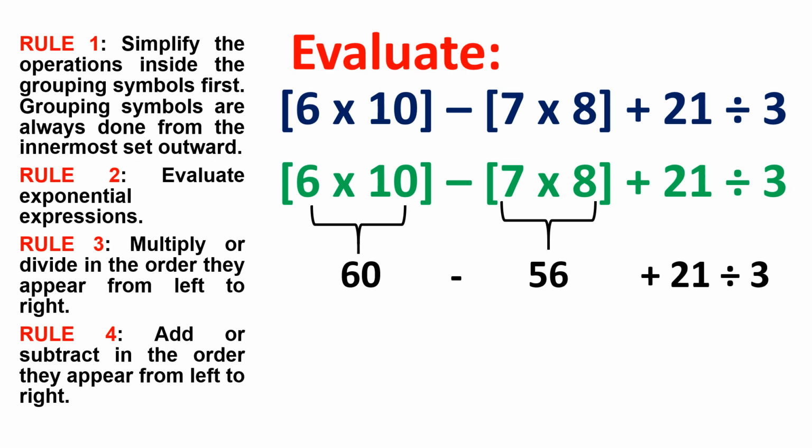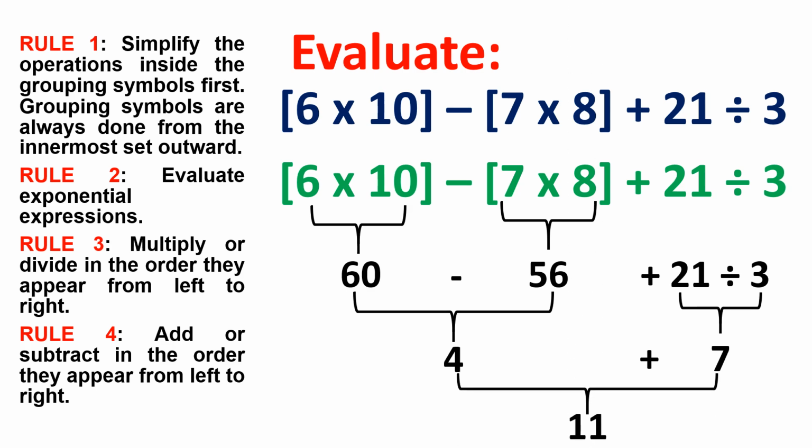Next, evaluate exponential expressions. Is there any exponential expressions present? There's none. So you can do rule number 3, which is multiply or divide in the order they appear from left to right. Okay, so you can divide 21 divided by 3, which is equal to 7. And you can also do now rule number 4. Pwede na po din siyang isabay. So 60 minus 56 is equal to 4. And then just copy the operations, which is addition, and then add 4 plus 7 is equal to 11. So the last answer is 11.